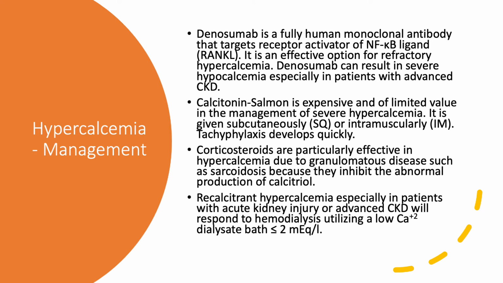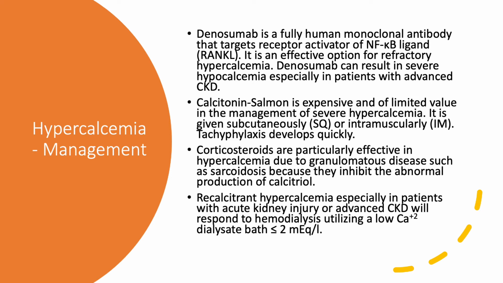Denosumab can result in severe hypocalcemia in patients with advanced chronic kidney disease. So many patients with CKD get Prolia as an outpatient for osteoporosis. You have to be careful. Calcitonin salmon really has fallen out of favor. You get tachyphylaxis quickly. It is expensive. You can use it subcutaneously or IM. I don't use it anymore.